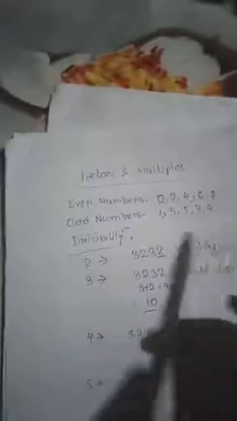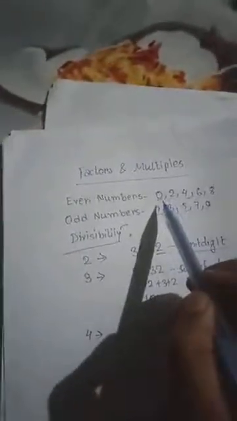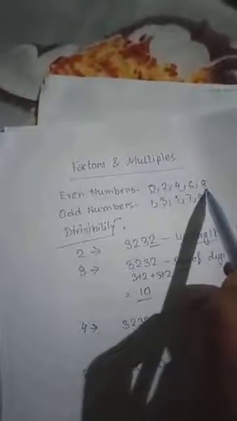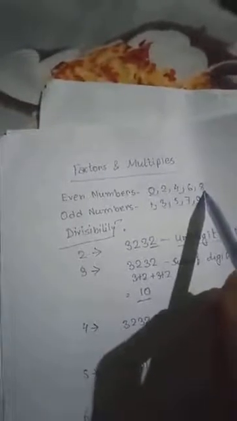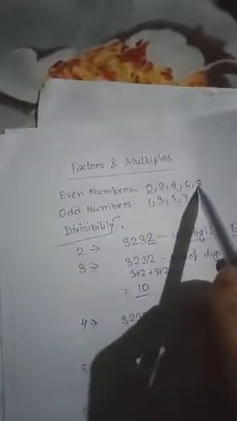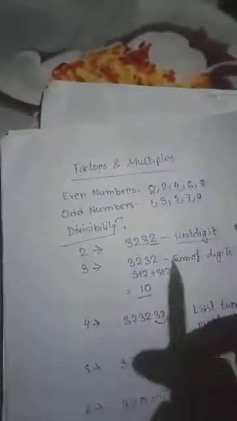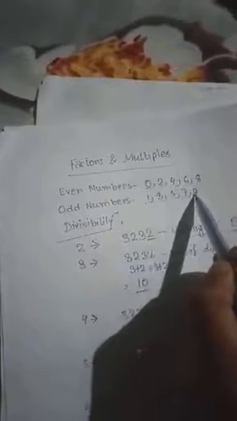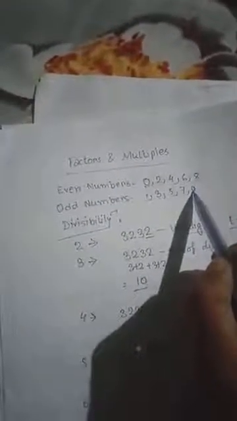Now let's see what are even numbers and what are odd numbers. If the unit digit of a number is either 0, 2, 4, 6 or 8, then this number is called an even number. What is the unit digit? If the unit digit is 0, 2, 4, 6 or 8, then it will be an even number. And what is an odd number? If the unit digit is 1, 3, 5, 7 or 9, then that number is called an odd number.